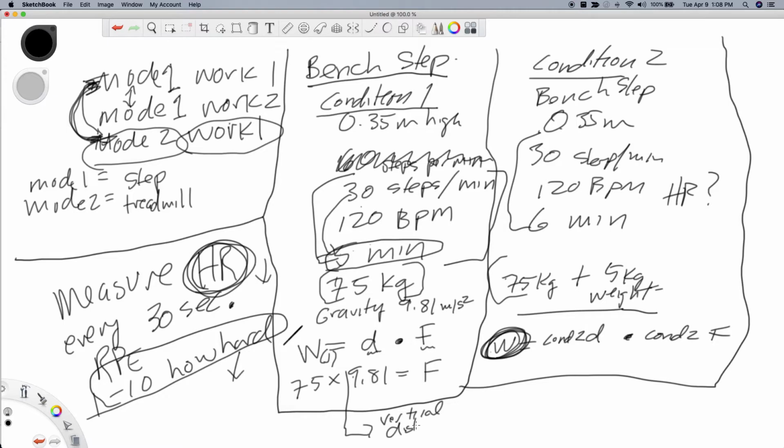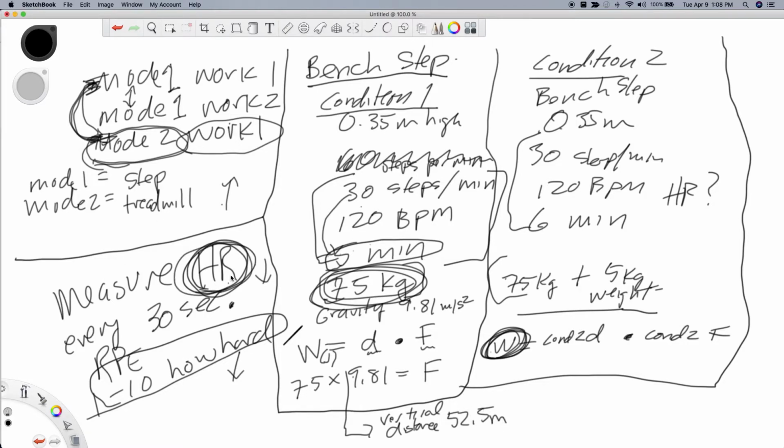Okay. Now, because we're just using body weight, body weight is what you're going to use in this condition as well. So basically what we have to do is figure out a different type of exercise than a bench step that can raise your body weight a total of 52.5 meters, and look at the heart rate response to doing that same amount of work, making your own body weight climb 52.5 meters, but doing a different type of exercise.